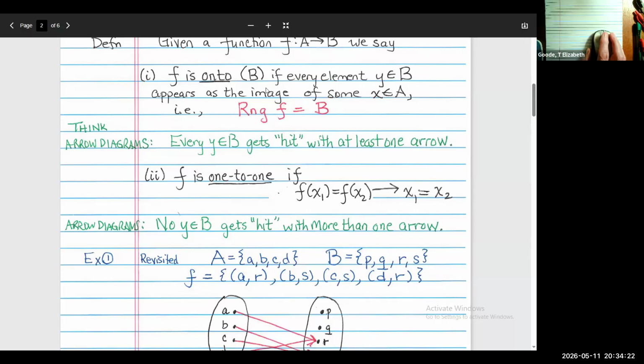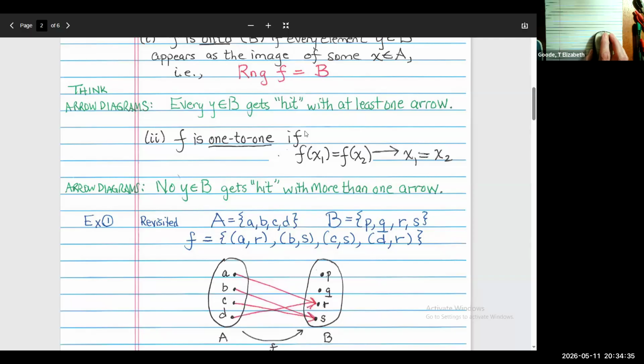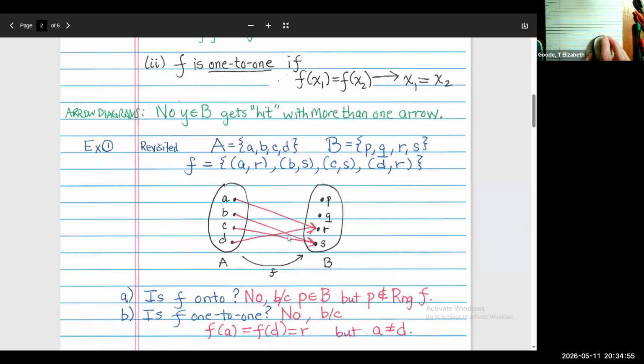That's what onto means. Remember, onto means the arrows cover up B, the codomain, like a wall-to-wall carpet is completely onto the floor. Now, f is one-to-one if f of x1 equaling f of x2 means x1 equals x2. In other words, no y in B gets hit with more than one arrow. We don't want two different x's to hit the same y. So when we look at this first example, is it one-to-one?